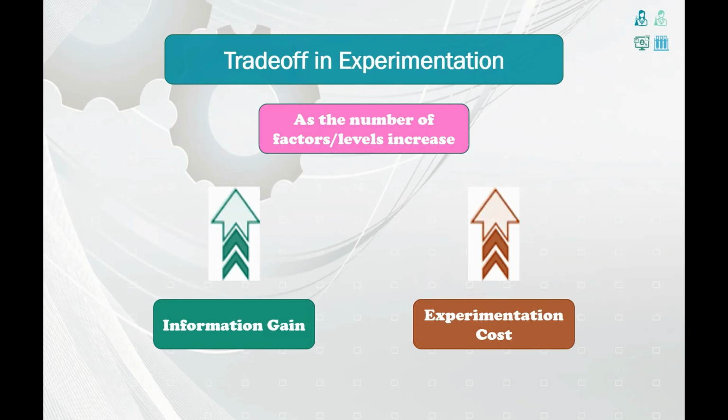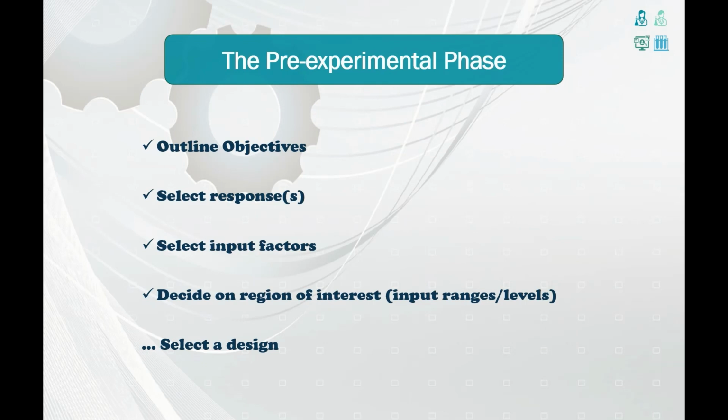Once the objectives are outlined, response and factors are selected, and the region of interest is decided upon, the experimenter needs to choose a design to accommodate other needs. The different designs available will vary in their statistical properties. They will also vary in the sense that they will dictate the model that can be fit, as well as the number of trials that must be conducted to successfully complete the experiment.